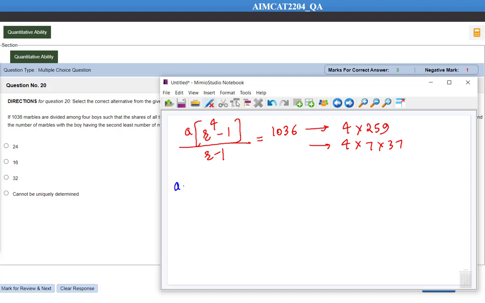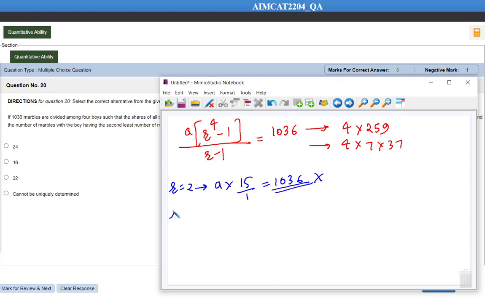If I put r is equal to 2, a is going to be 1036 divided by... Let's put r is equal to 2 here. So this is going to be a into 15, 2 to the power 4 minus 1 is 15, divided by 1, equal to 1036. This is not possible because it is not divisible by 15.